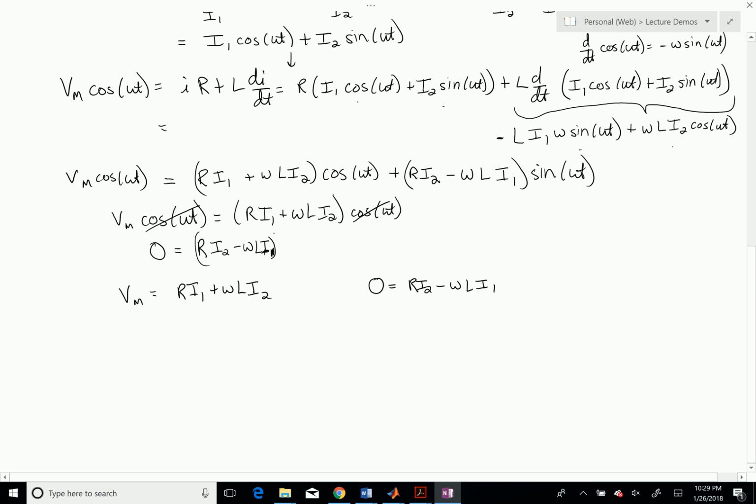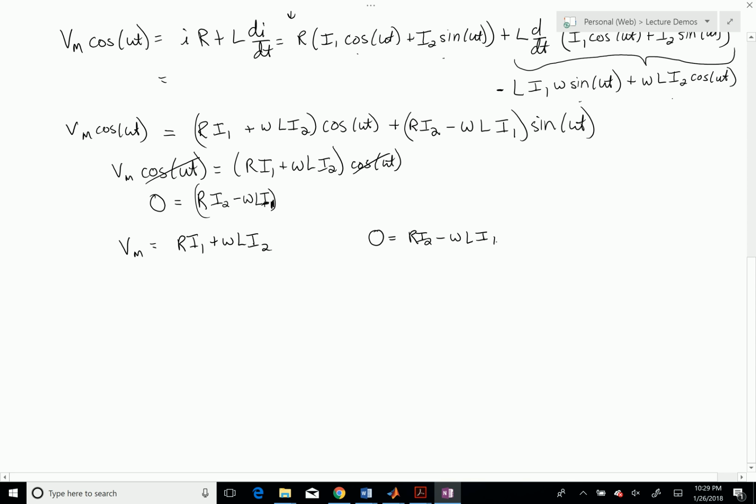Okay, so I see that I left that out up here. All right. So I've got two equations and two unknowns. The two unknowns here are I1 and I2. So I go about trying to solve this. The first thing I do is solve the simple equation for I1. I1 must be R I2 divided by omega L. I take that and plug it into the other equation. So I get R squared I2 over omega L plus omega L I2, all of which has to equal Vm.